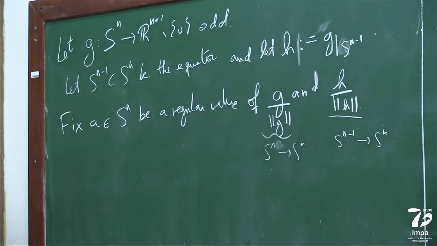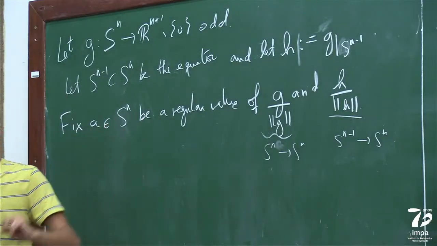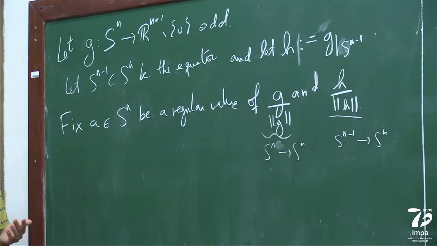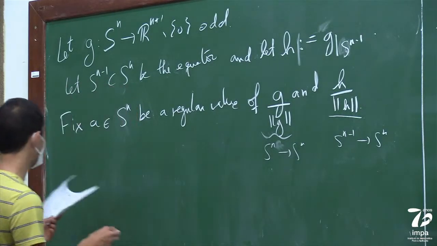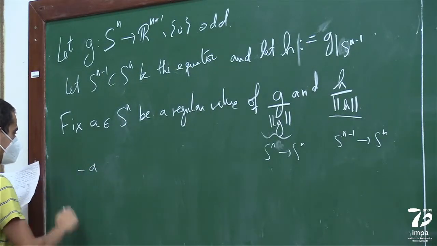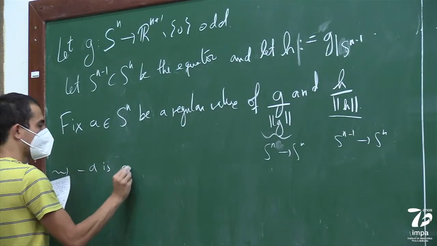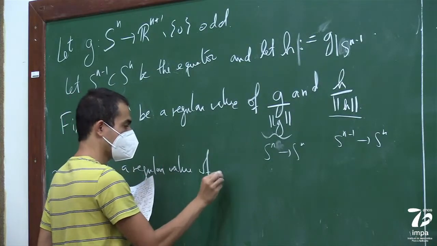Okay, and I can always choose a regular value of both of them because I know the set of critical values of any function has measure 0, so the critical values of two functions has measure 0, so I can always find a regular value of a finite number of functions that I choose if they have the same target. Okay. So it's easy to see that minus a is also a regular value of both of them.